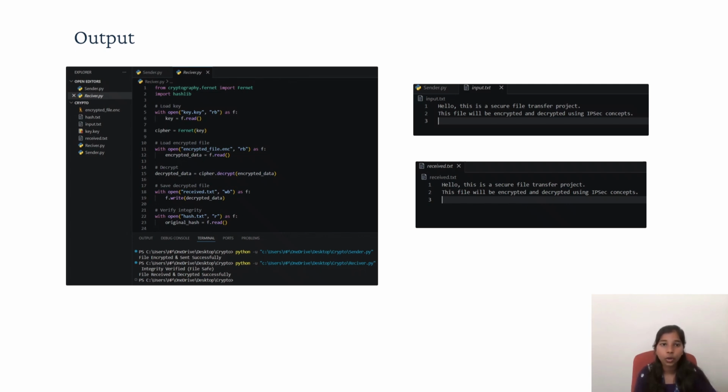In the output, we can observe that the data is first converted into an encrypted format before transmission. After receiving, the data is successfully decrypted back to its original form. The system also performs hash comparison to verify the integrity of the data. If the data remains unchanged, the process is completed successfully. If there is any difference, it indicates that the data has been modified during transmission.